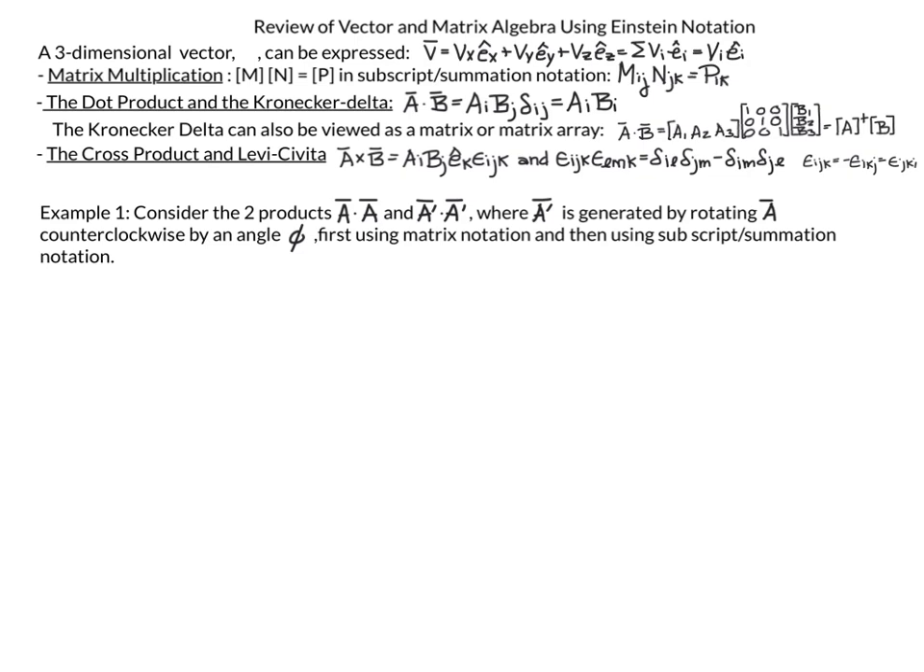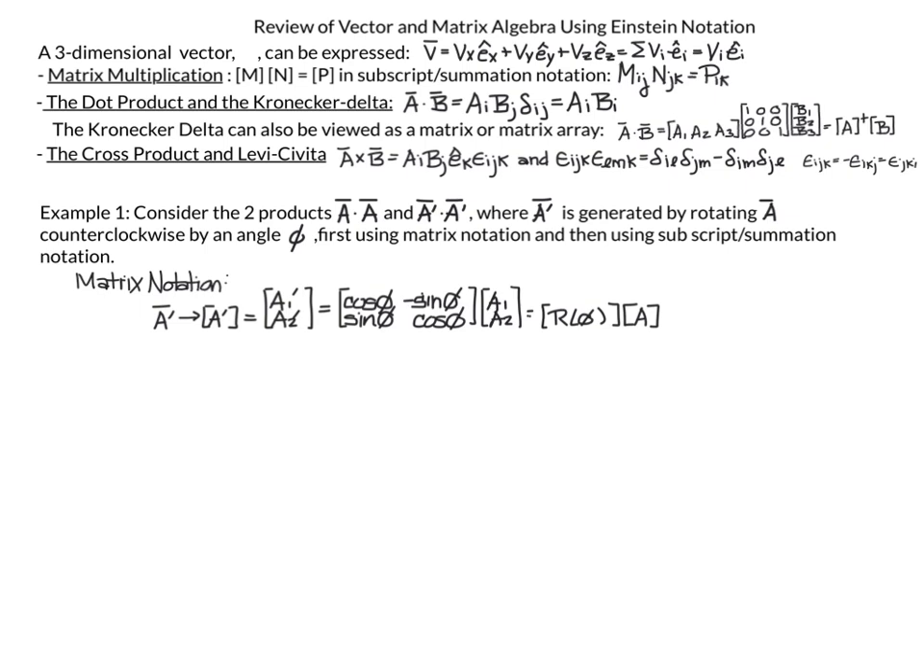The first example is to consider 2 products, this A dot A and A prime dot A prime, where A prime is generated by rotating A counterclockwise by an angle theta. First, we want to do this product using matrix notation, and then we want to express it using the subscript summation notation. I start by writing A prime in terms of A.